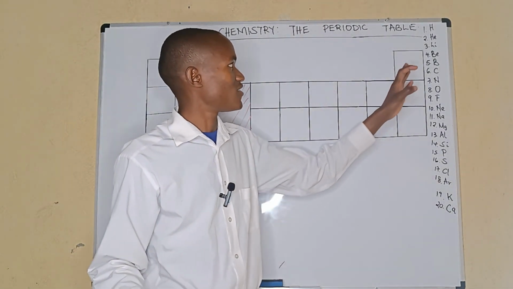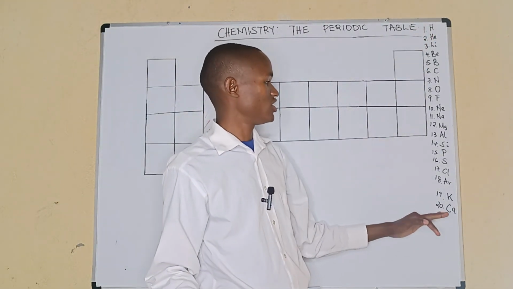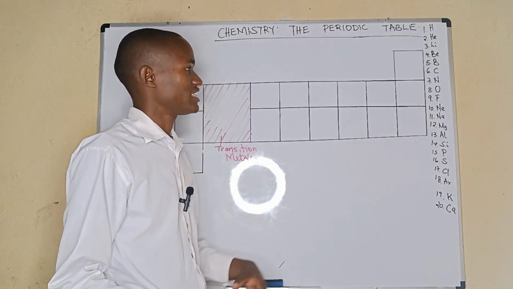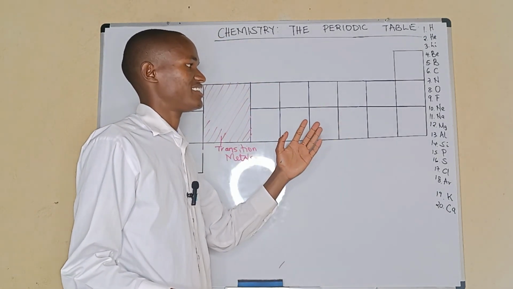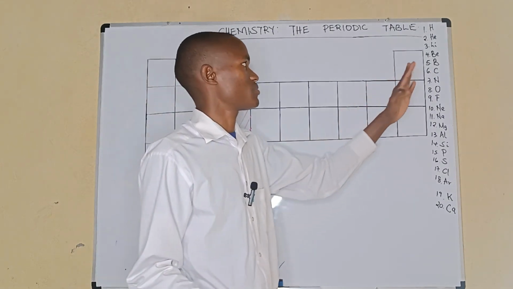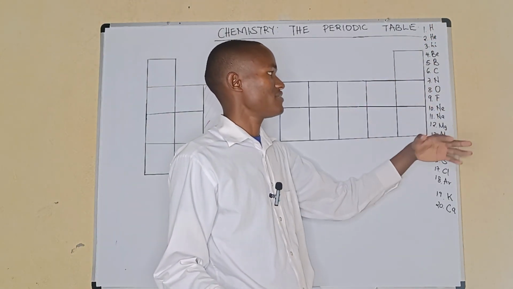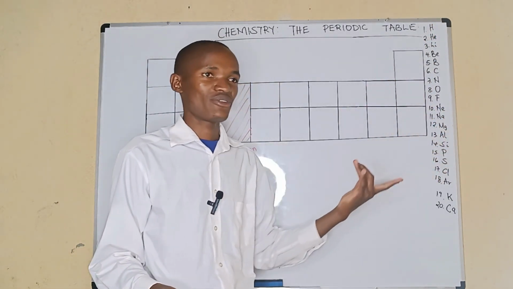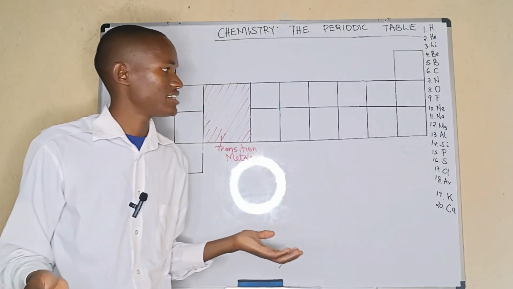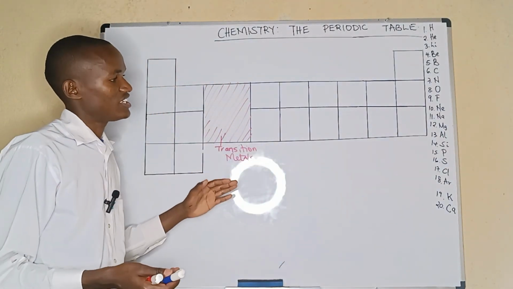We said we have our first 20 elements from hydrogen to calcium. I've written them in their chemical symbols, and previously we saw that chemical symbols must start with a capital letter, and if they have a second letter, it should be a small letter. Okay, then let us map them.